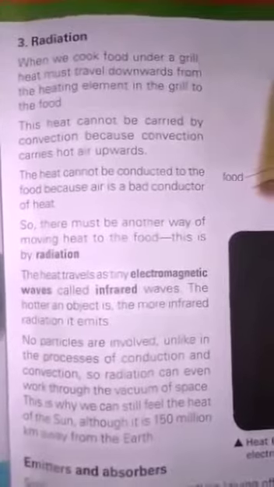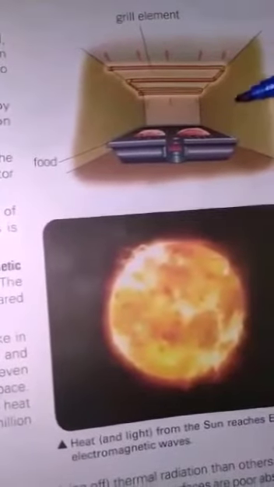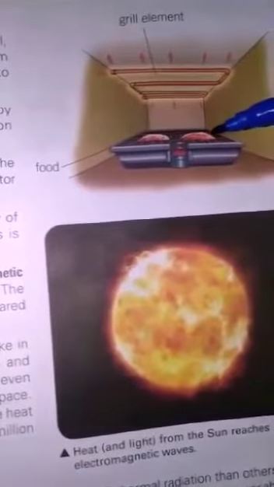Students, how are you? Today we are going to revise radiation. Beta, in this diagram you see that food is being cooked under a grill. Now, how does the heat travel to the food to cook it?